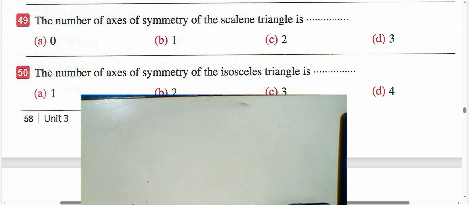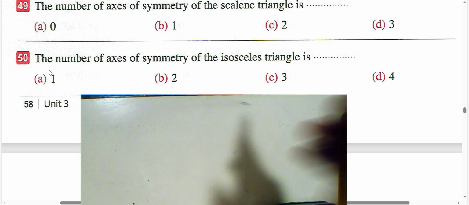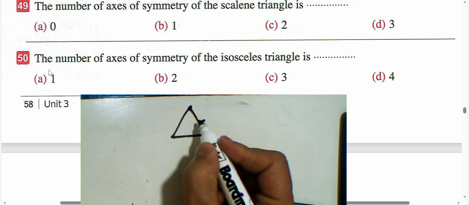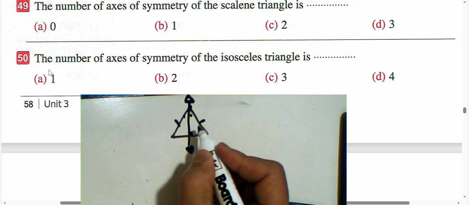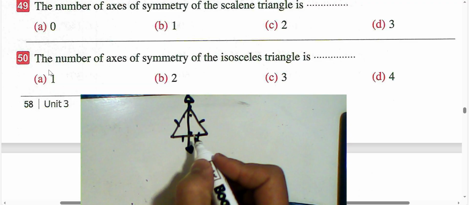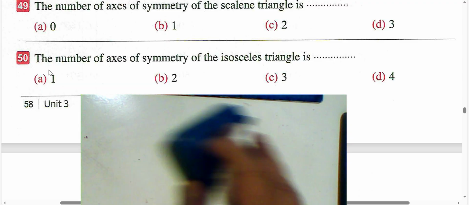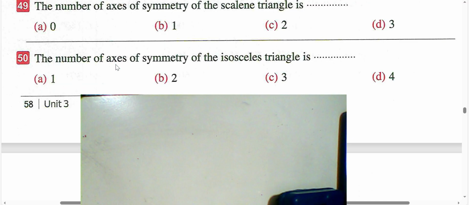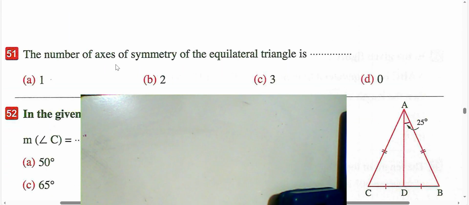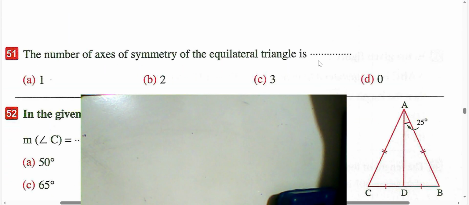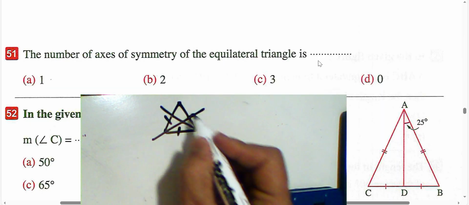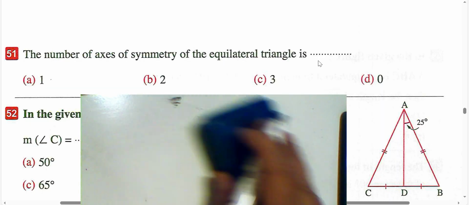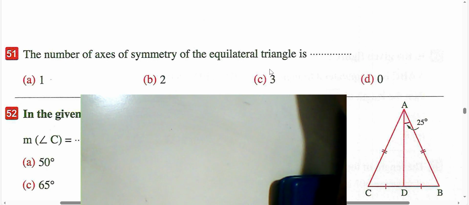Okay. And the number of axes of symmetry of an isosceles triangle will be 1. Isosceles like this, we have 1 axis of symmetry. It will be perpendicular to the base, pass through the vertex, and bisect the base also. The next question, number 51. The number of axes of symmetry of an equilateral triangle equals 3. Equilateral triangle means all sides are equal, so we have 3 axes of symmetry.